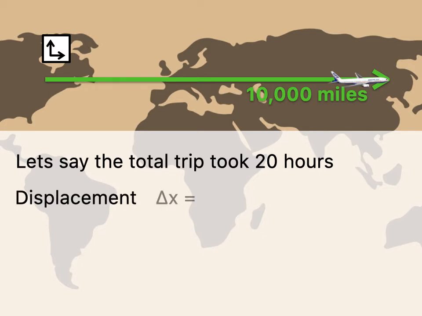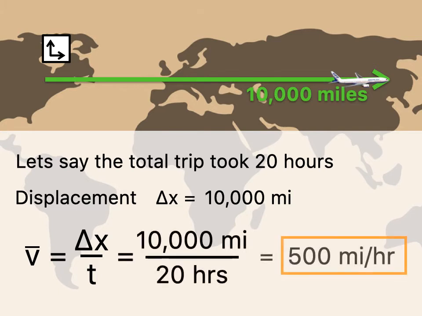So if we know the displacement is, say, 10,000 miles, the average velocity is the change in position, 10,000 miles divided by the time. So 500 miles an hour. That is your average velocity. So definitely during that time, you probably traveled at 450 miles an hour or 550 miles an hour or 600 miles an hour. So your speed and velocity was definitely changing all over the place.